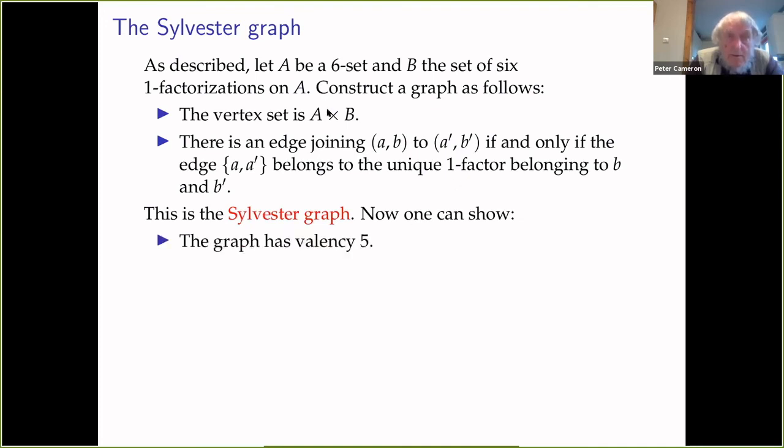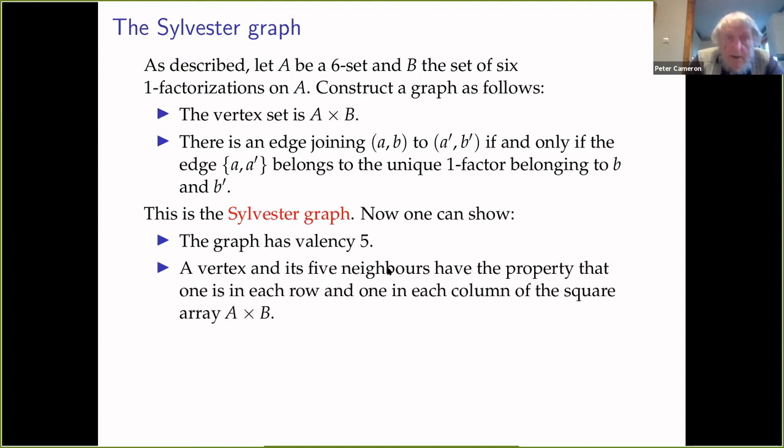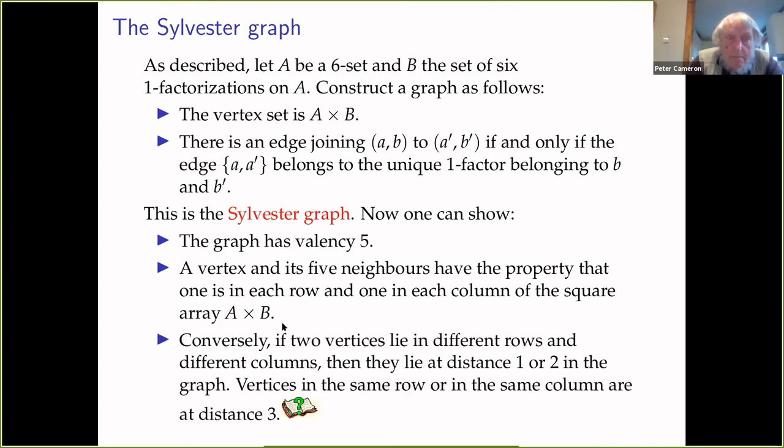What is it? It's a graph on 36 vertices, has valency 5, and if you look at a vertex and its 5 neighbors, that's 6 vertices. They all lie in different rows and they all lie in different columns of the array A cross B. And if 2 vertices do lie in different rows or different columns, then either they're joined or they have distance 2 in the graph, or there's another vertex joined to both of them. Vertices in the same row or in the same column have distance 3. So that gives a rather nice graph. But this is how we go from that to the Hoffman-Singleton graph.